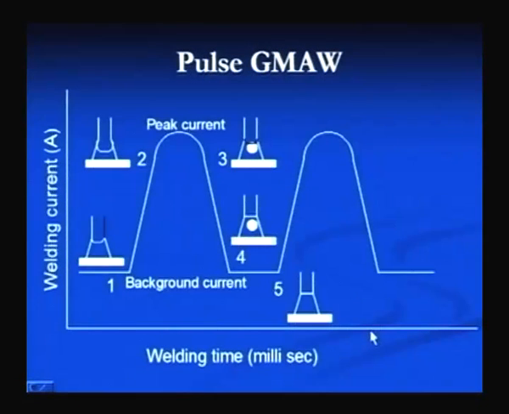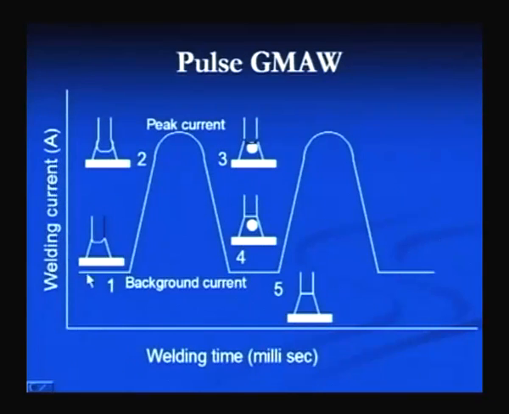And schematically we can see how the current varies in the pulse gas metal arc welding process. Here this is the lower level of current, which is known as background current, and here the maximum current or the higher level of current, which is known as peak current. Here the current is pulsed, means the pulses of peak current are given at regular intervals. So, welding current is pulsed between the background current and the peak current at regular intervals.